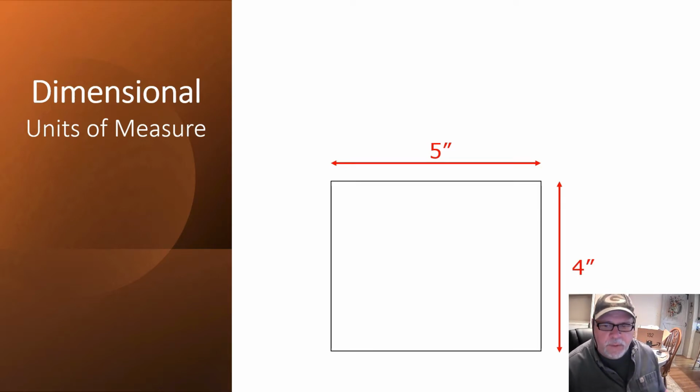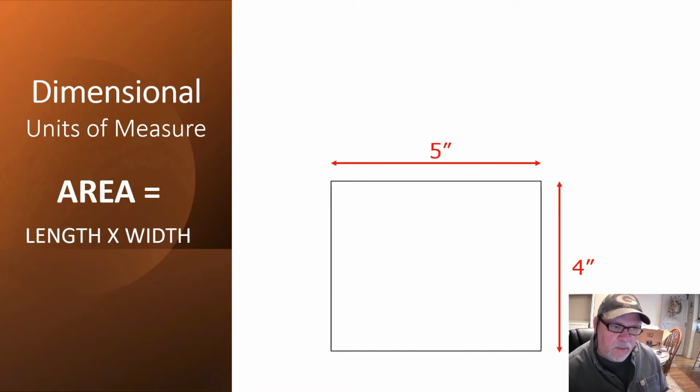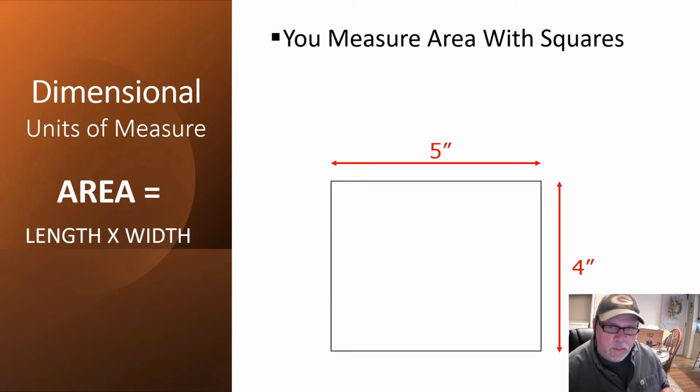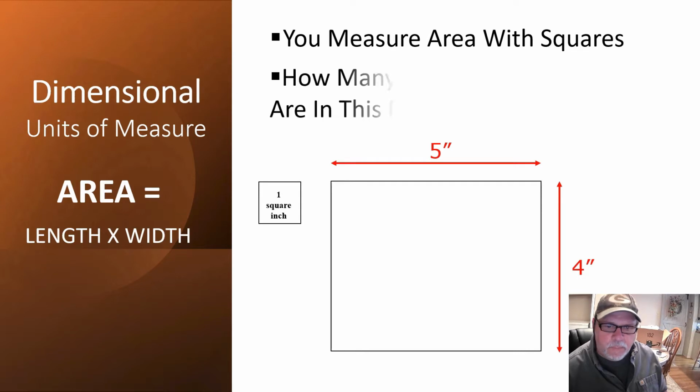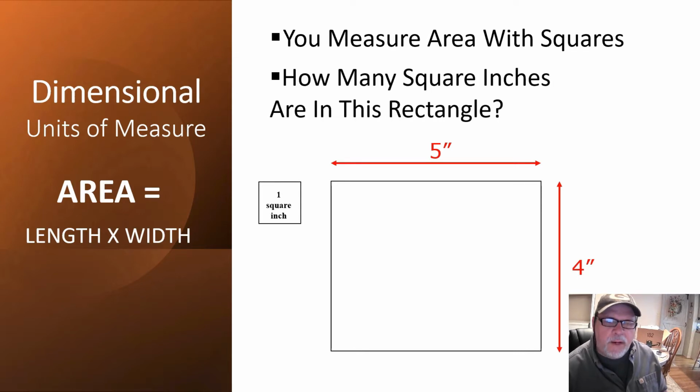Dimensional units of measure. Here we have a shape that is 5 inches by 4 inches. So we'll be using inches as our unit. Area equals what? Length times width. You measure area with squares. Here we'll use a square inch. How many square inches are in this rectangle? Well, we'll measure it with that 1 square inch.